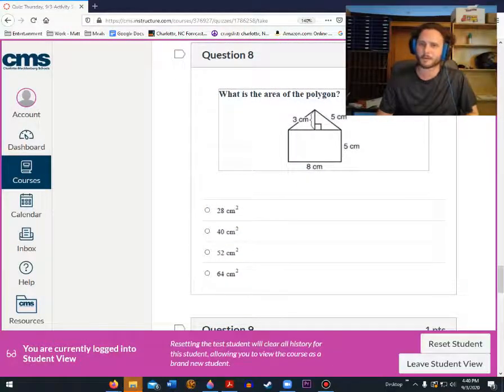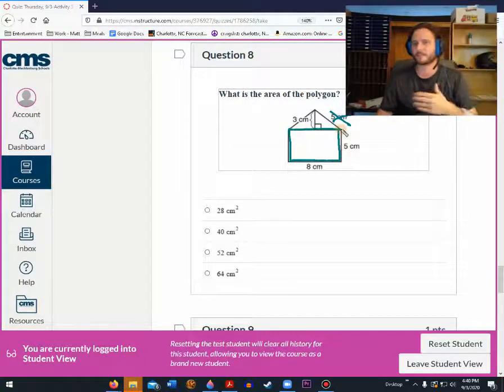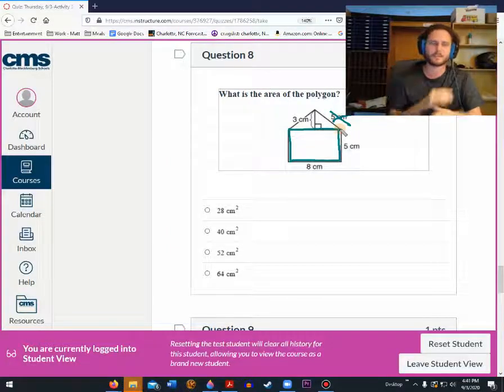Number 8, a little bit more complicated, and it does have a trick in it. This 5 up here, we can cross out. It's a diagonal line. We are not going to use that for area. Diagonal lines can be helpful, and at higher levels of math, such as 8th grade, when we learn about Pythagorean theorem, you can use it to find area, but at this stage, we don't want to deal with diagonals.